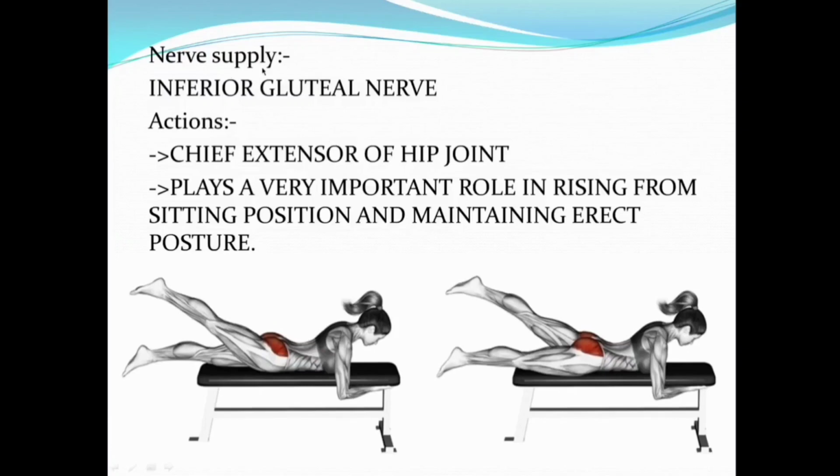Next we will see its nerve supply. Its nerve supply is the inferior gluteal nerve. Next, if we talk about the actions, it is the chief extensor of the hip joint, and it plays a very important role in rising from sitting position and maintaining the erect posture. We can see here in the diagram the extension of the hip joint: this is the extension of one leg and this is the extension of the other leg. So it plays a role as the chief extensor of the hip joint.